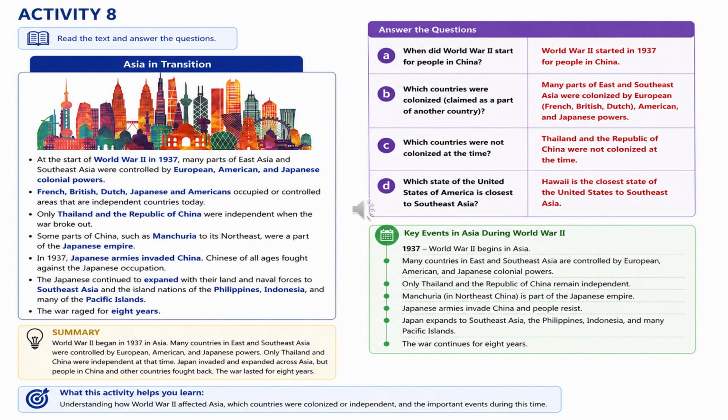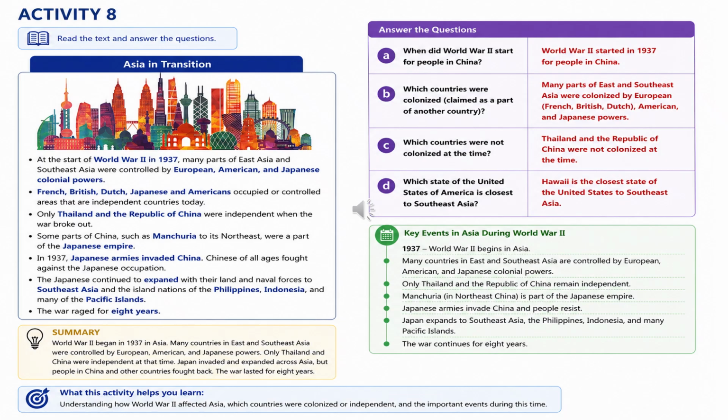At the beginning of World War II in Asia in 1937, many countries in East and Southeast Asia were controlled by different colonial powers, including Britain, France, Netherlands, the United States, Japan, etc. At that time, many of the countries we know today as independent nations were under foreign rule. However, according to the lesson, Thailand and the Republic of China remained independent. They were not a part of any colonial rule.